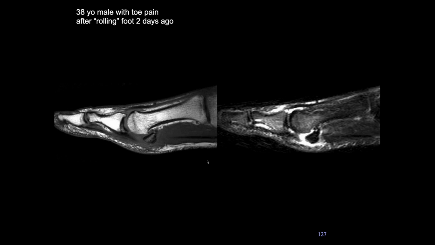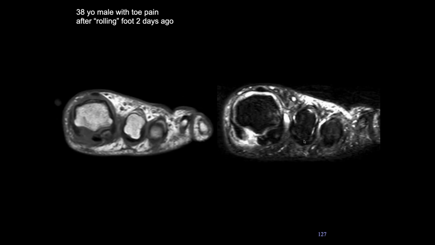All right, so here is a 38-year-old male with toe pain after rolling the foot, and we have 2 sagittal images through the great toe, and we can see there's disruption of the distal sesamoid phalangeal ligament with fluid signal intensity. It looks like a complete tear and retraction of the sesamoid, and there is some separation between the sesamoids as well, so they may have torn the intersesamoid ligament.